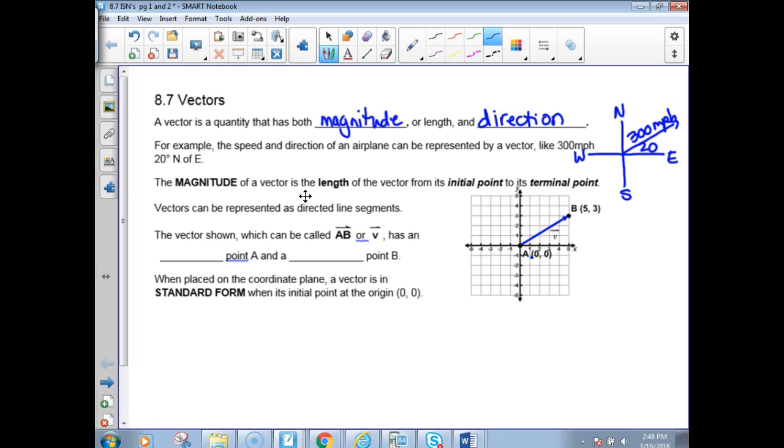The magnitude of a vector is the length of the vector from its initial point to its terminal point. We're going to go over more of those later on. So on this point A right here, that's your initial point. It's where the vector's starting. And then the tip of it, where the little arrow is, that is the terminal point.